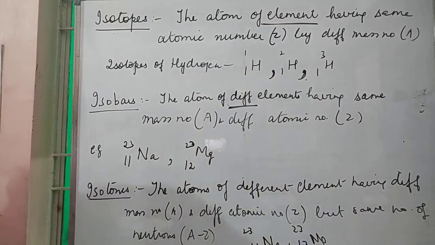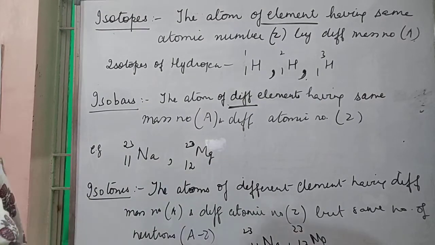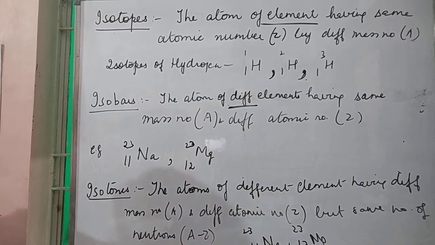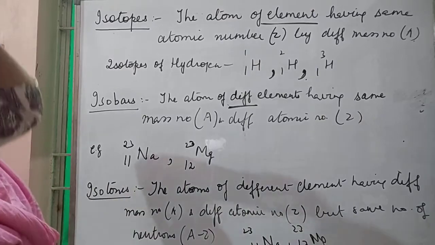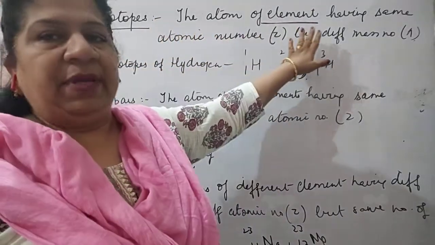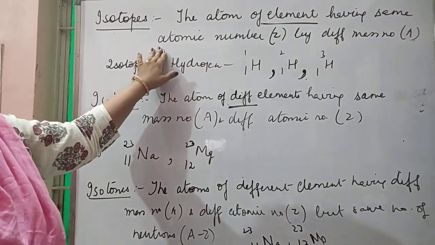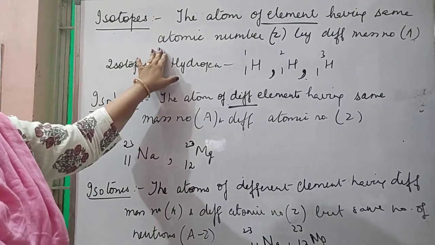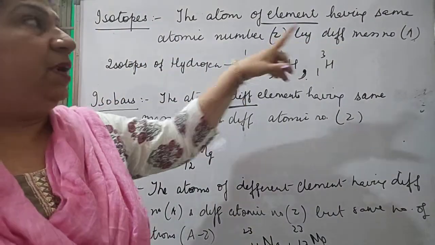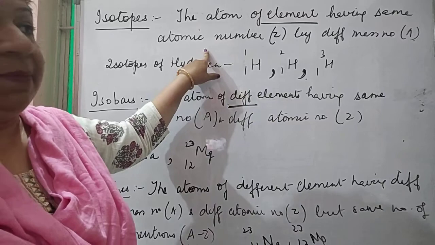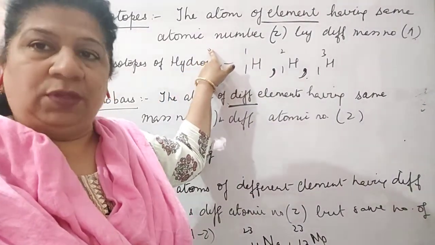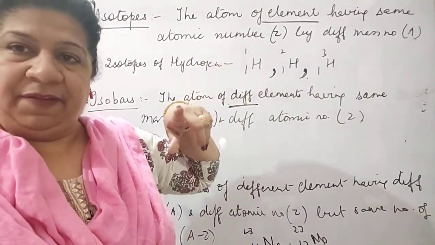Here we have the isotopes, isobars and isotones. Very important part of this chapter, and a very easy one also. Now children, the isotopes are the atoms of elements which have the same atomic number but different mass number. Same atomic number means they have the same number of protons, and electrons you can say, but the mass number is different.